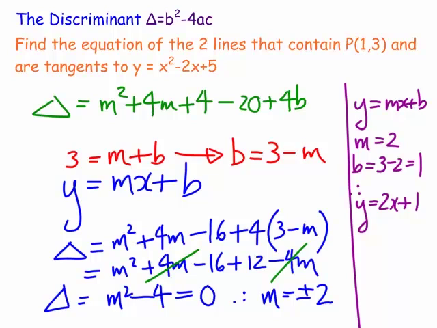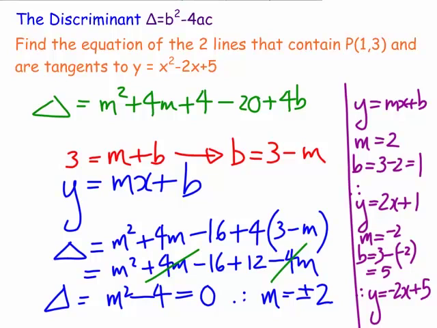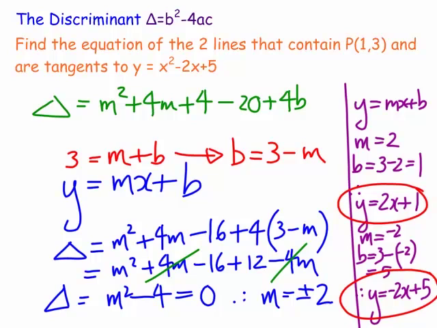Let's have a look at m is equal to minus 2. Then b is equal to 3 minus (minus 2), you can see that's just 5. And the other line, therefore, would be y is equal to minus 2x plus 5. So we now have the two lines. The two lines you can see here will be this one here and this one here. So they'll be our two lines.